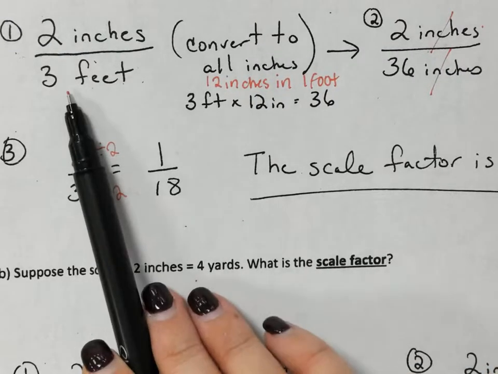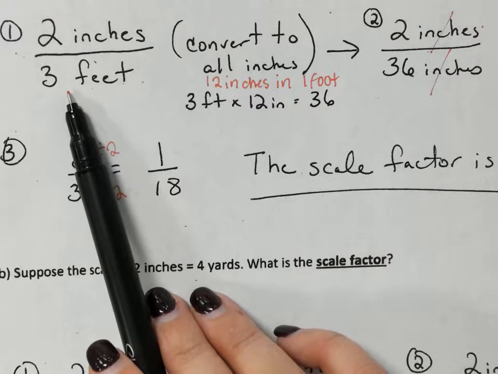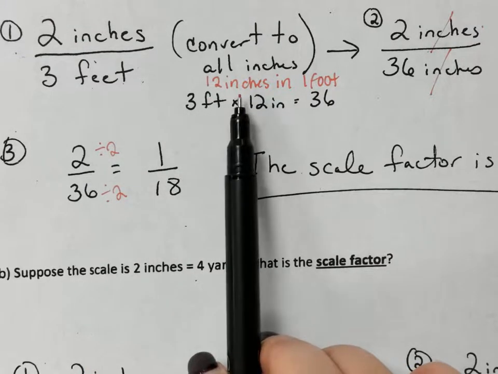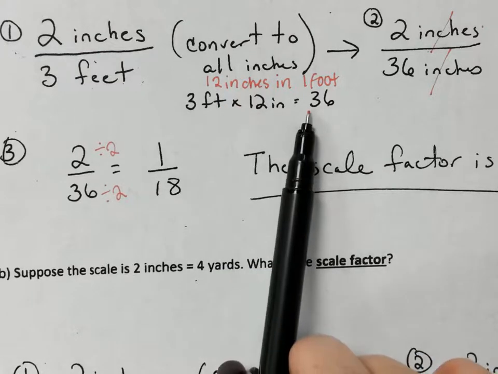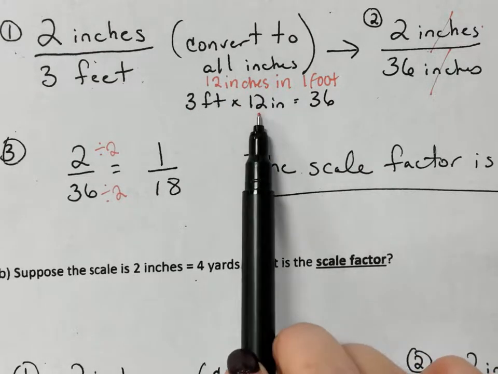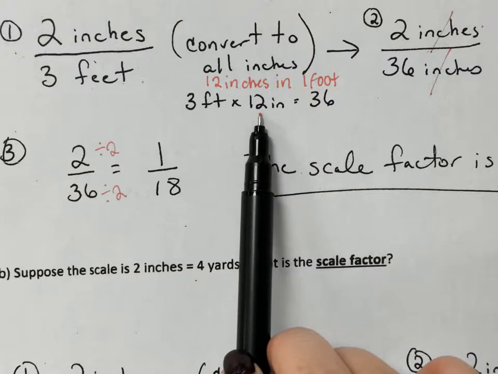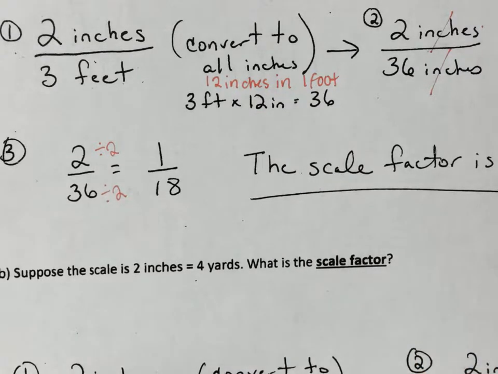Because I converted this 3 feet into inches. So, hold on a minute. Yes, so 12 times 3 gives me 36. Because 3 feet, multiply that by 12 inches per each foot, that means there's 36 inches.